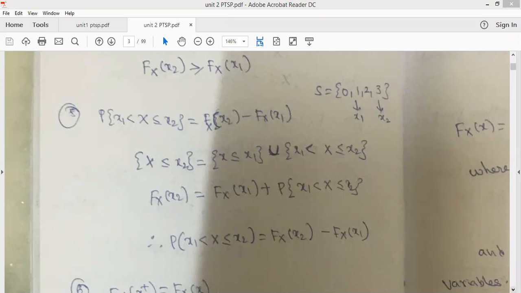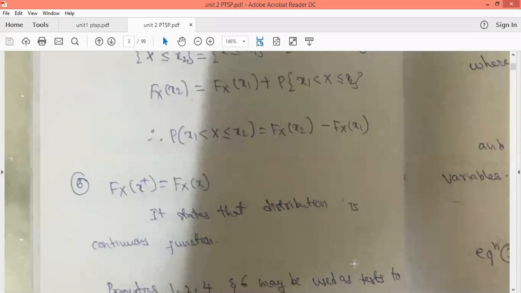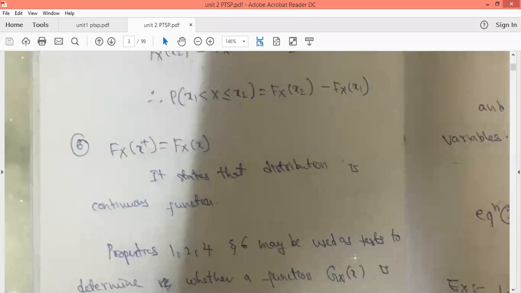Then the last property says that Fx of x plus, that is Fx of x plus, will be equal to Fx of x. So it means that the distribution function is a continuous function.